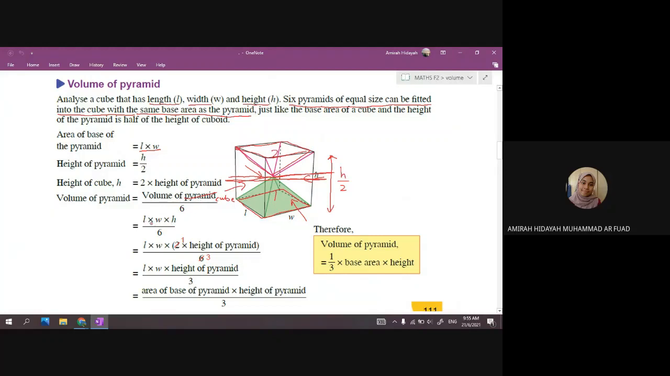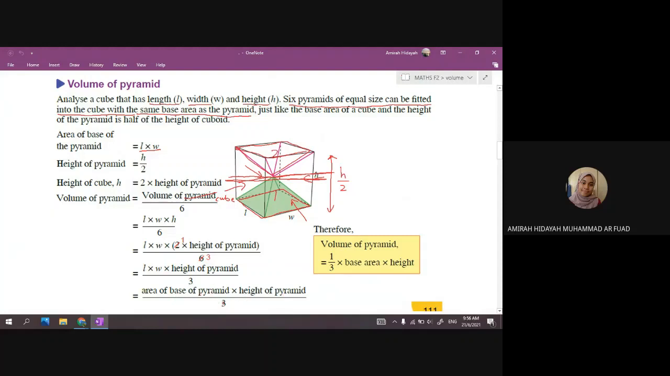So volume of cube length time width time height divide by 6. Okay, and then height h ni digantikan dengan h untuk cube lah. So 2 times height of pyramid. And then dia simplify. 2 times 3, 2 times 3, 2 times 1. So you will get length times width times height of pyramid over 3. So length times width ni sebenarnya area of base kan. Area of base of the pyramid and times height of pyramid divided by 3.